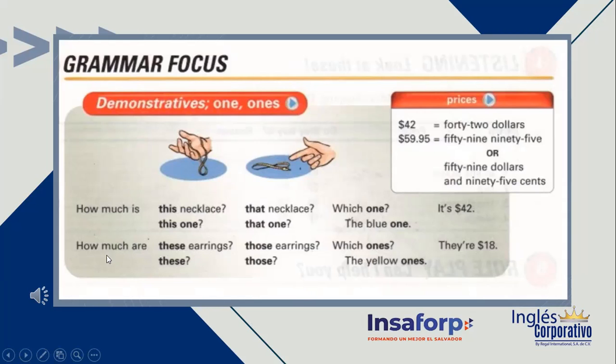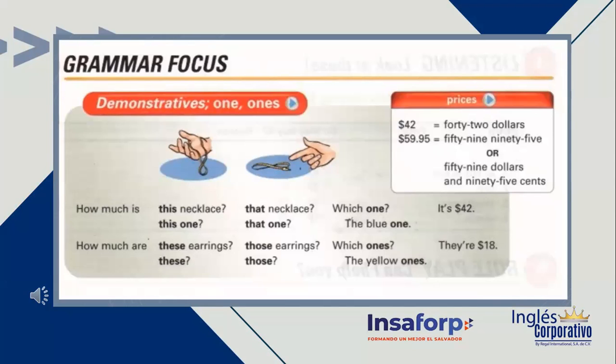Acá las dos opciones que tengo, how much are these earrings o how much are these. Y lo tocamos o lo mostramos. Then how much are those earrings and or how much are those. Then el ones solo lo utilizamos cuando nos preguntan cuál queremos, qué opción vamos a tomar. Which ones? The yellow ones.